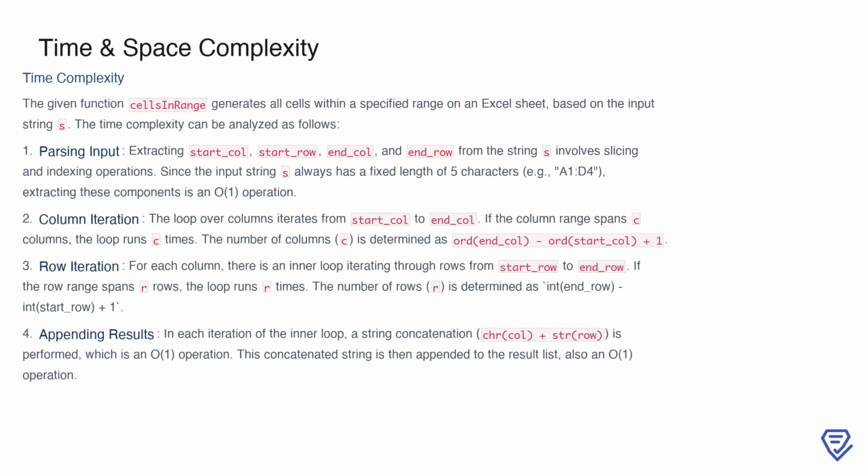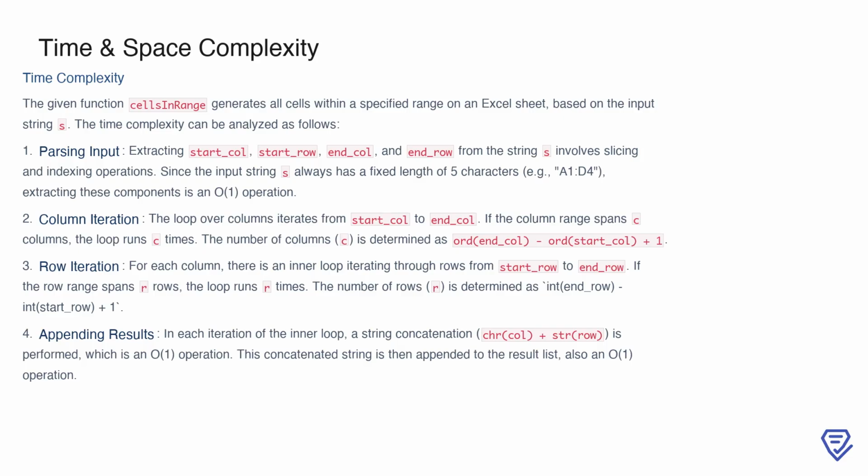In this function, cells in range, the time complexity is determined by analyzing each step of the process. First, extracting the components of the input string, such as start_call, start_o, end_call, and end_o, involves simple slicing and indexing. Since the input string is always fixed at 5 characters, this operation takes constant time, or O(1). Next, we consider the outer loop that iterates over the columns in the range. This loop runs C iterations, where C is the difference between the ASCII values of end_call and start_call, plus 1.